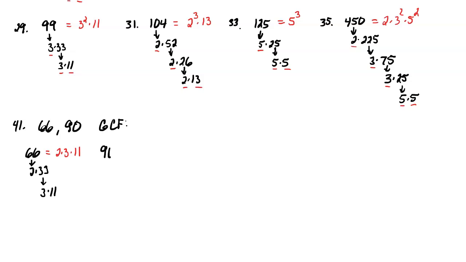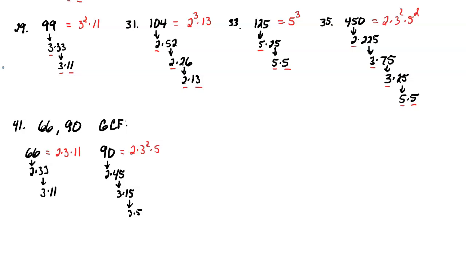Now the number 90. 90 is 2 times 45. 45 is 3 times 15. And 15 is 3 times 5. So 90 is equal to 2 times 3 squared times 5. 3 squared is 9. 2 times 9 is 18. 18 times 5 is 90.